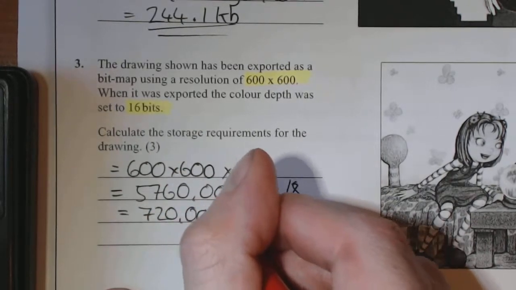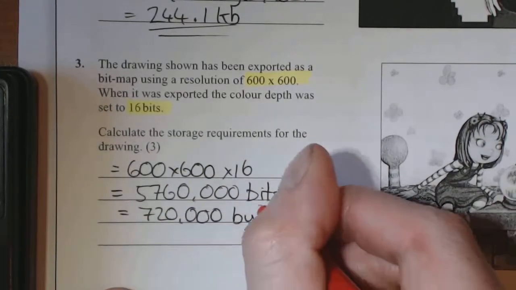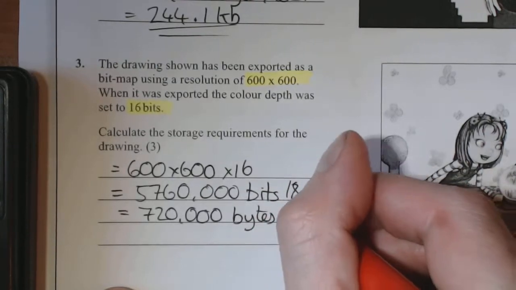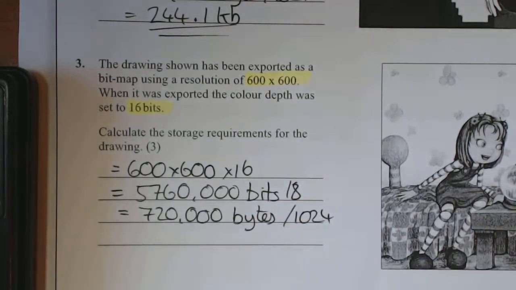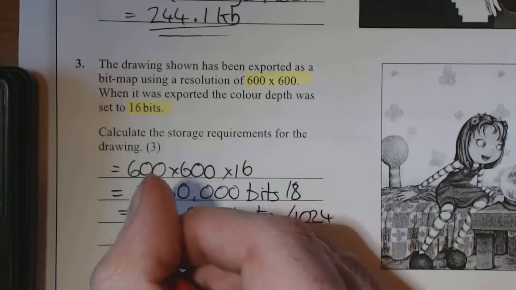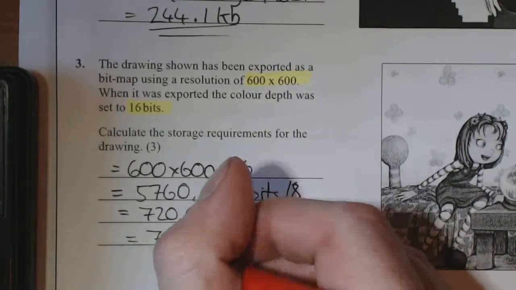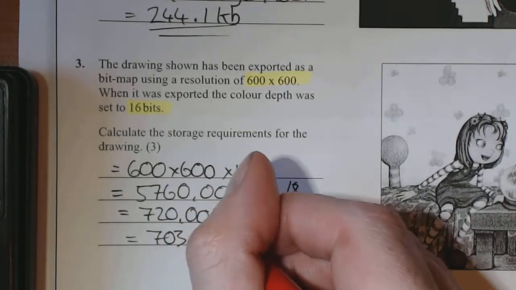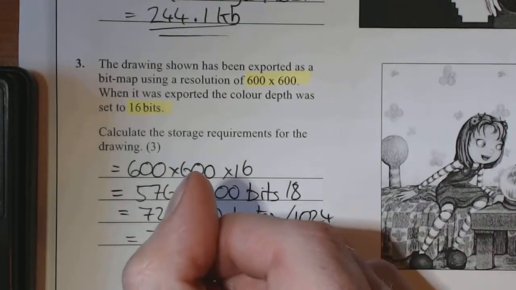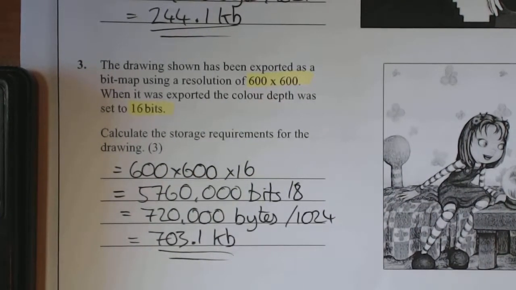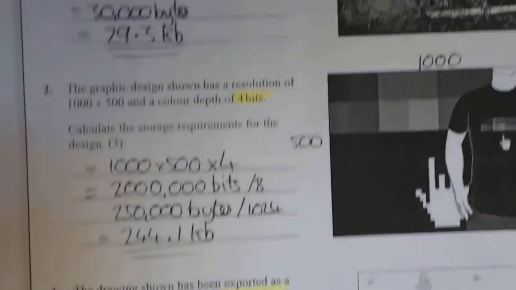7200000 bytes. Divide by 1024 to get to kilobytes. That's 703.1 kilobytes. Right, so that's the first page.